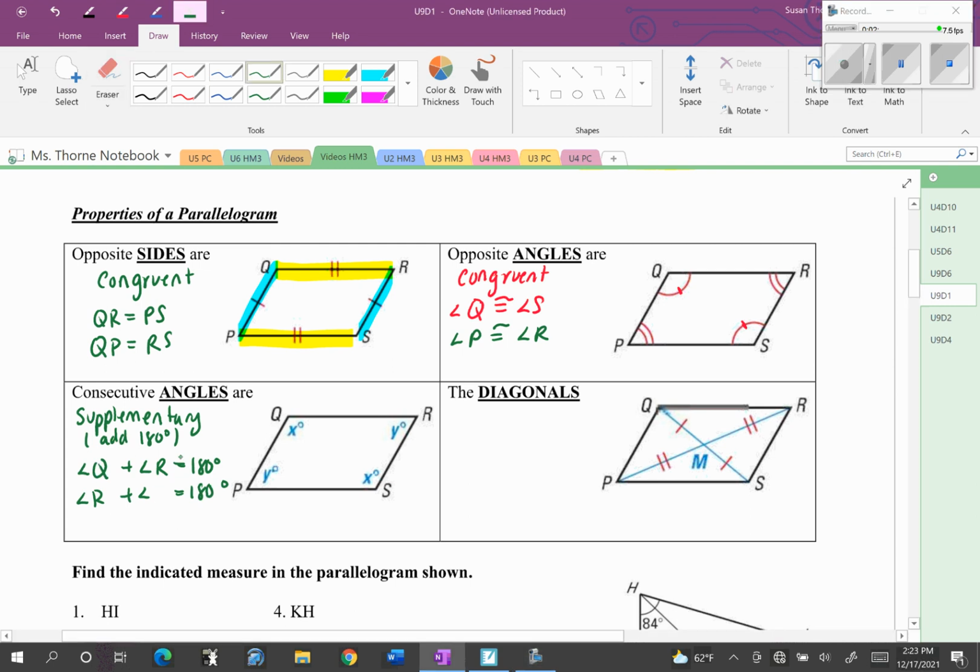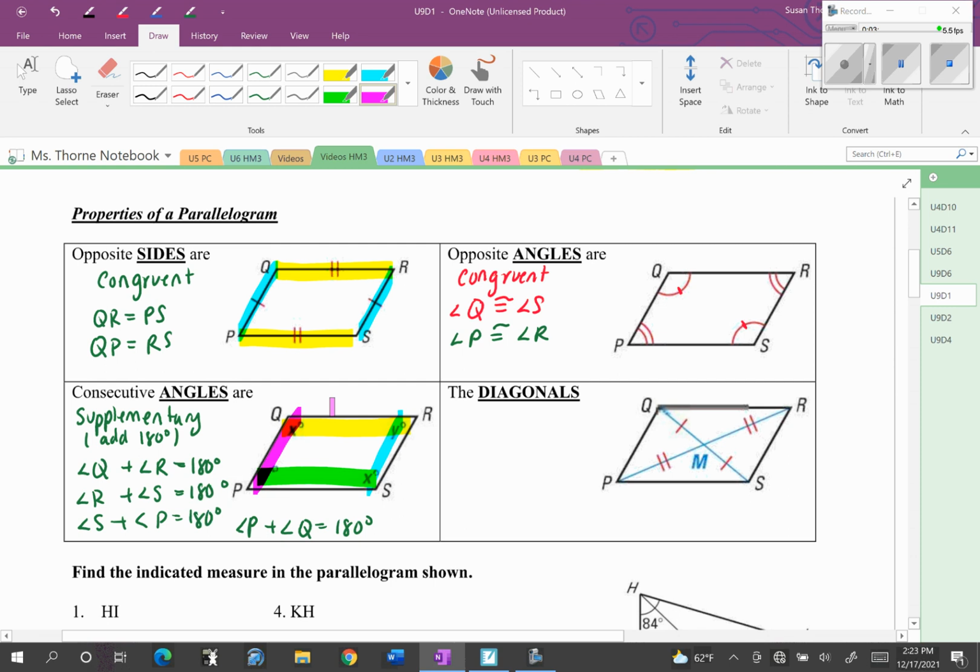So R and S, because those are consecutive. Consecutive means right next to each other. So QR, RS, SP equals 180 degrees, and PQ. So again, that would be these two, these two, these two, and these two.